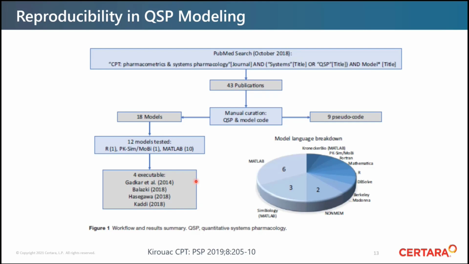But even with this, a 30% success rate of models tested being able to be executed is a pretty sad state of affairs. So it's really important as we move forward and as we try to grow and build on the work of others that you provide sufficient information and details to allow your work to be reproduced.